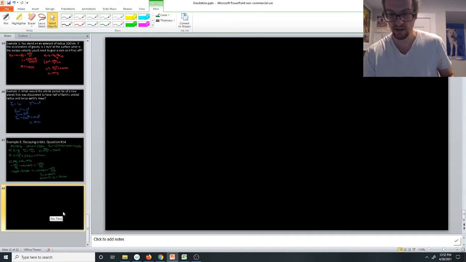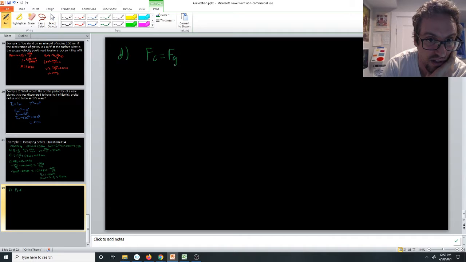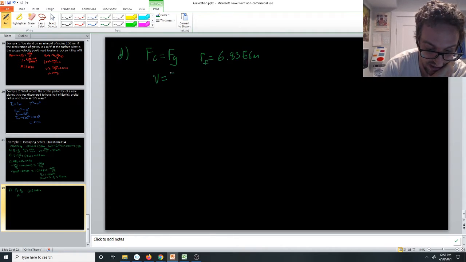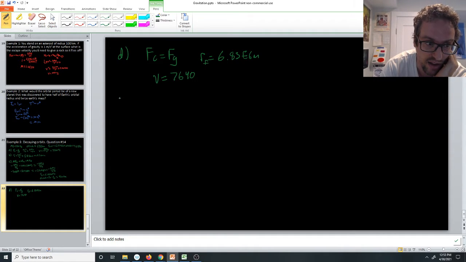All right, so part D, new velocity. This is the same thing as you did for part A. You're still doing FC equals FG, so I'm not going to plug all that in. You've got a new radius, the radius final, which was again 6.83 E6 meters. I'm just doing this over again. My velocity is 7640, which is a slight increase over what it was, 7540 or so. As it's falling, it is going to speed up. Even though we're losing a lot of potential energy, we are gaining some kinetic energy.